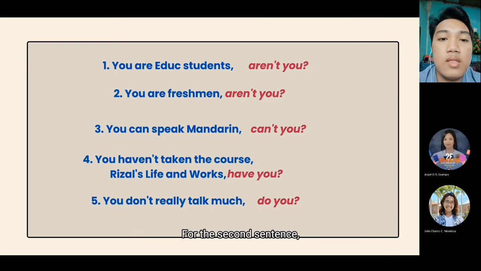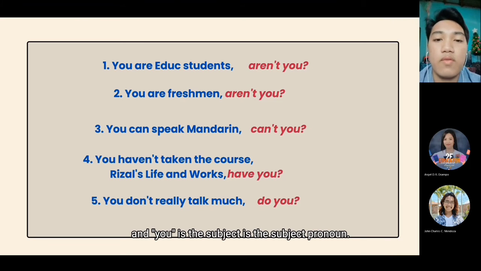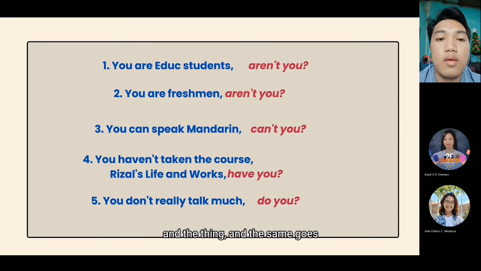For the second sentence, you are freshmen, aren't you? It's the same. We have aren't you as our question tag, wherein aren't is the auxiliary verb and you is our subject pronoun. And the same goes for the following sentences.